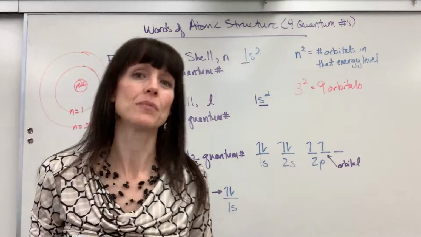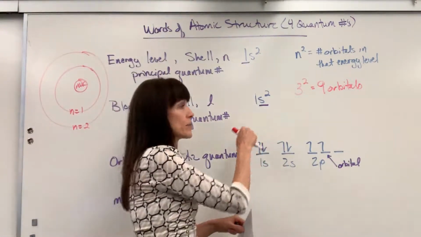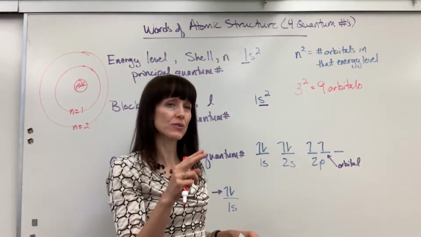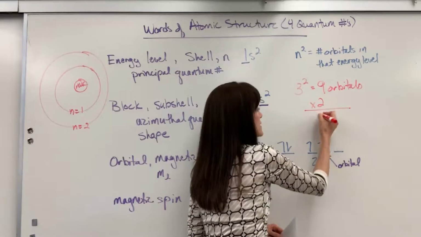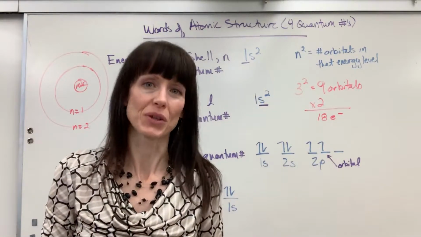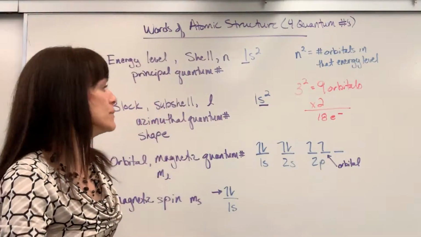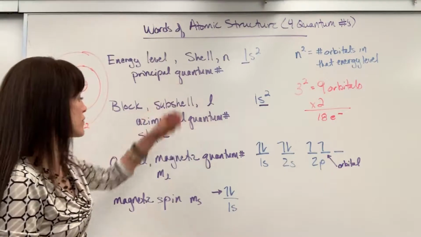Now, if you want to know the maximum number of electrons that can fit in an energy level, remember, 1 orbital fits 2 electrons. You just multiply that by 2. So times 2, and that tells us there are 18 electrons maximum that can fit in the third energy level. And so you could even say the third shell, shell for energy level.